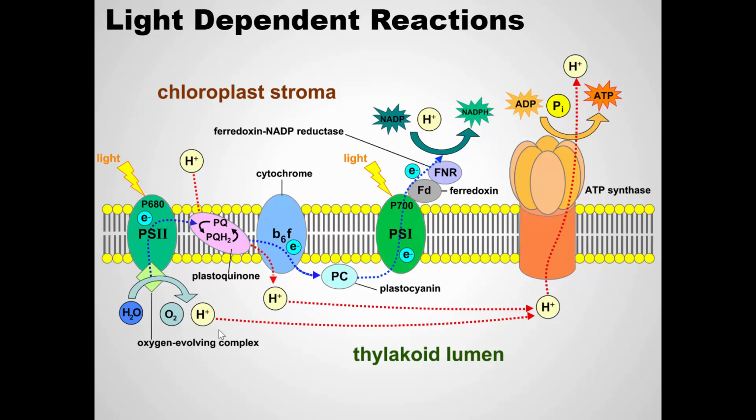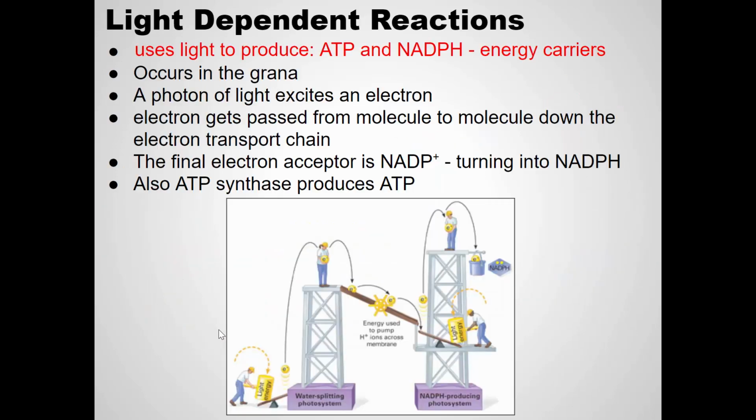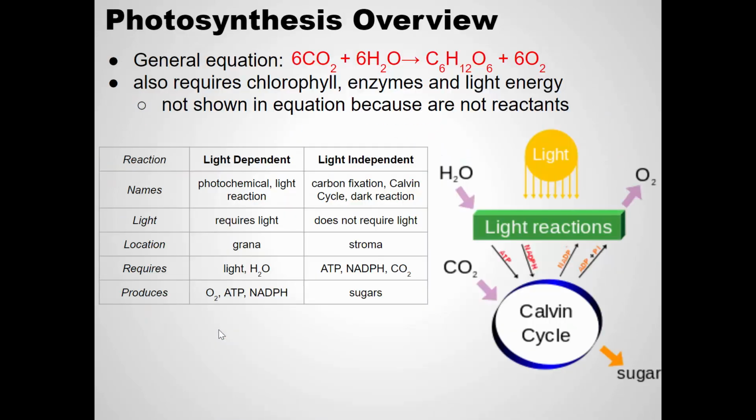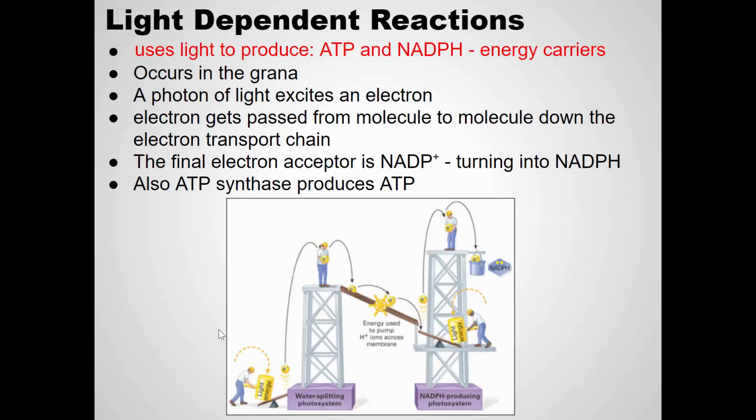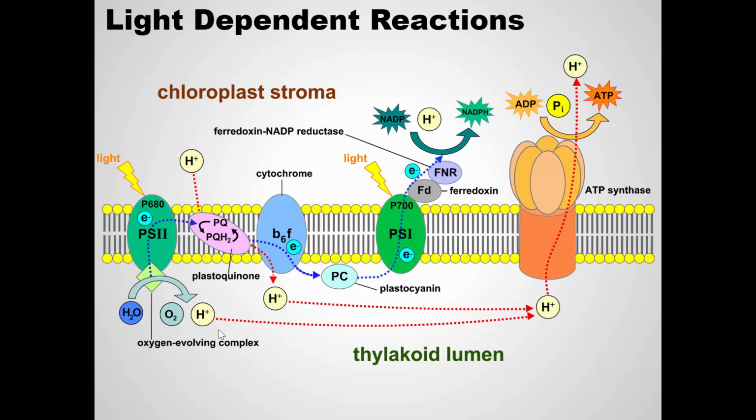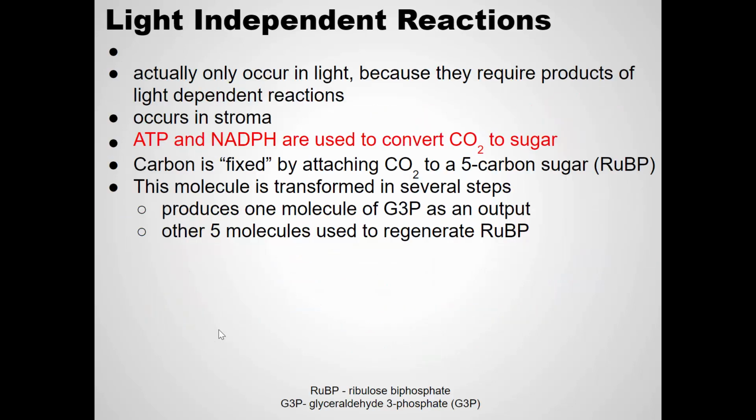We had light coming in, we had water coming in. We've produced oxygen, we've produced NADPH, and we've produced ATP. So we have all of those parts of the light reactions, we have all those things produced. Those are the byproducts. Oxygen is a byproduct, so the oxygen is just released. The ATP and the NADPH are going to be used in the next step. So the next step is the light-independent reactions, also known as dark reactions or the Calvin cycle, carbon fixation.